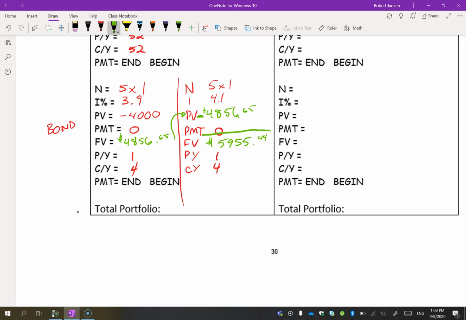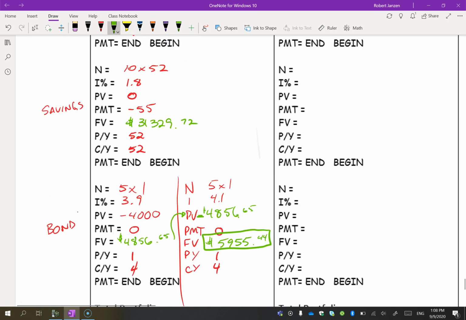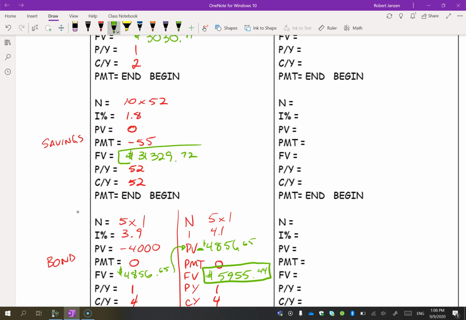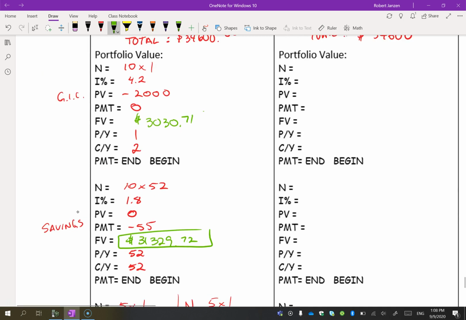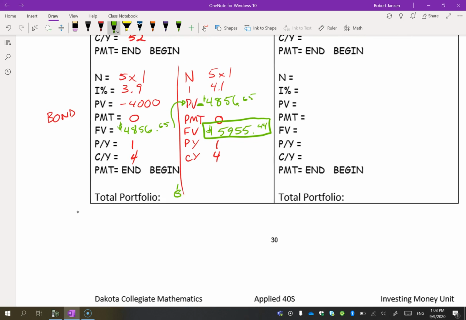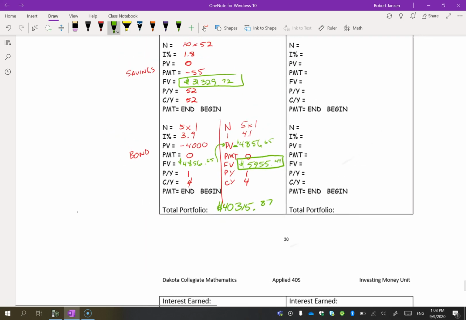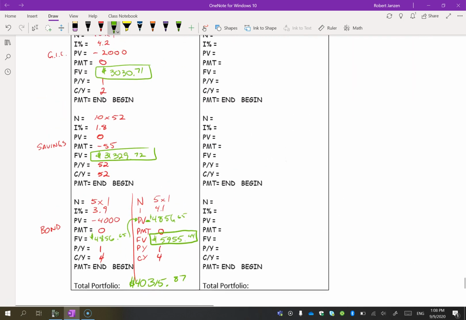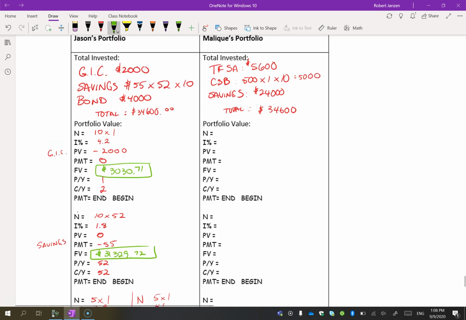So what is the total portfolio worth? Well, we're going to add this, this, and this. Those three amounts. You're going to end up with $40,315.87. Okay? Now, pause the video for a second and see if you can do the same thing for Malik. See if you can figure out what's going on with this TFSA.